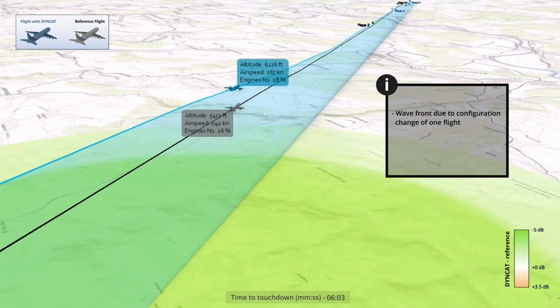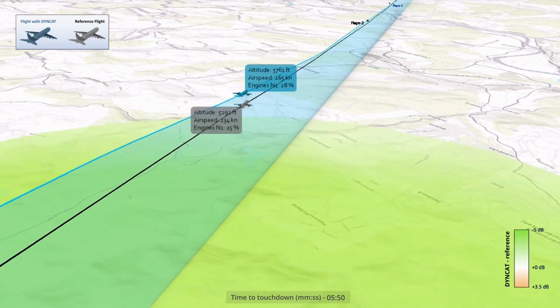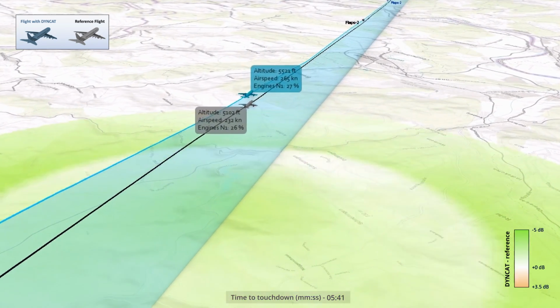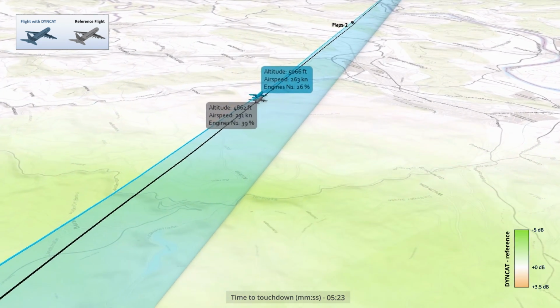The DYNCAT flight is not only moving higher at this point, which reduces noise impact on ground, but, without increasing thrust, is also faster in order to reduce approach time and thus the fuel consumption. This is achieved through optimized energy management. On the DYNCAT flight, the altitude is now continuously reduced until the two flights are at the same altitude.